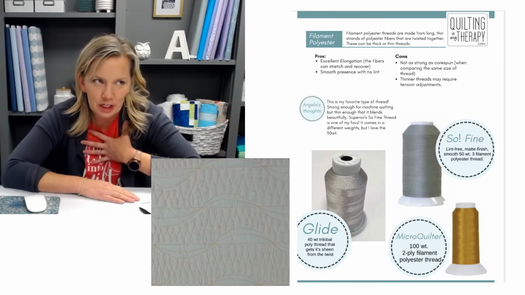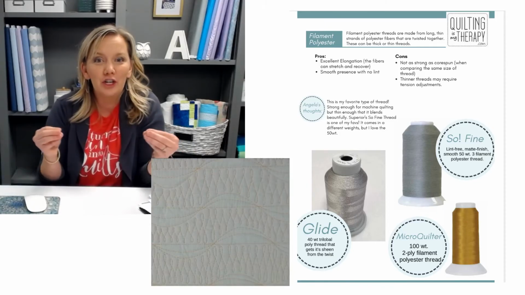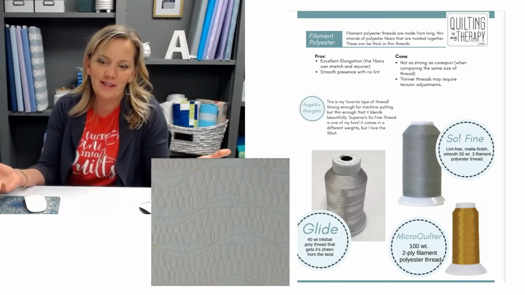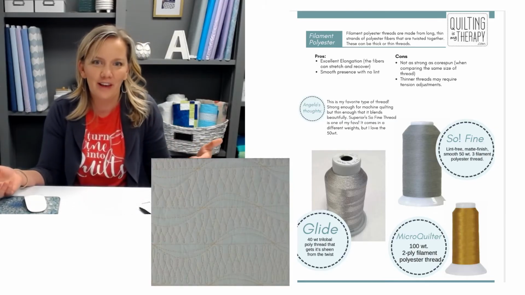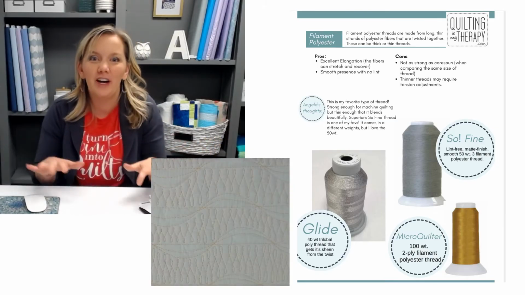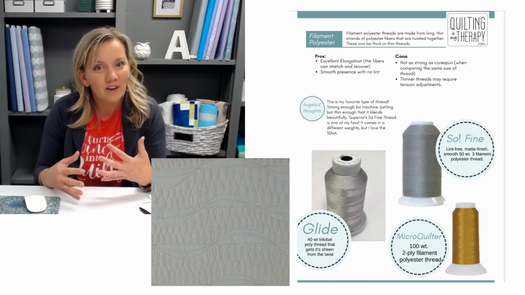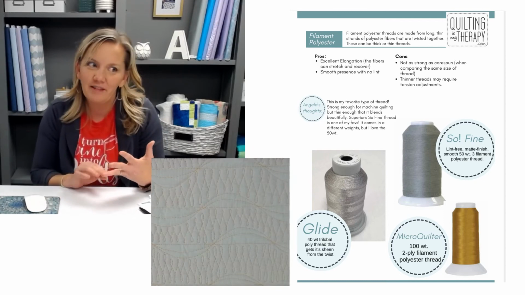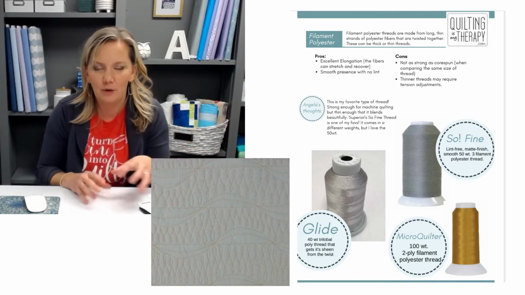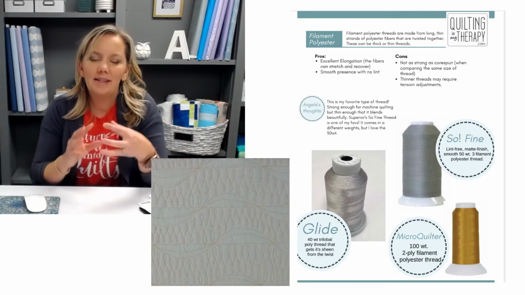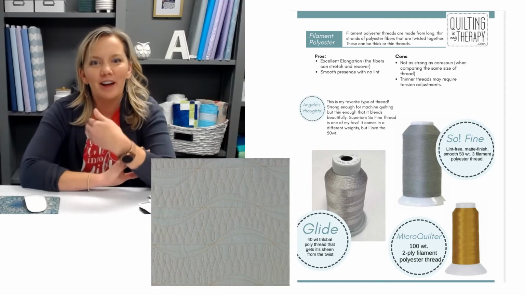Excellent elongation. That means it can stretch a bit before it snaps. So why does that help us as machine quilters? Well, if we're going in a bunch of different directions, we're putting stress on that thread. It can usually handle it a little bit more than cheaper threads, or even maybe some cheaper cotton. So nice stretch to it. But it's the way that it's made that will give it its different effects.